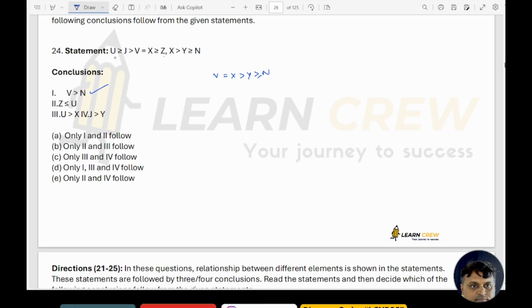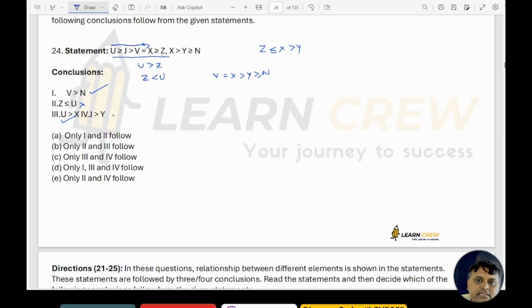Because see here, greater than or equal to, greater than, greater than or equal to. So you can say U greater than Z, so Z less than U. So this is wrong. 24th one, second one is wrong. What about third one? U greater than X is correct. Z greater than Y: Z less than or equal to X, X greater than Y.